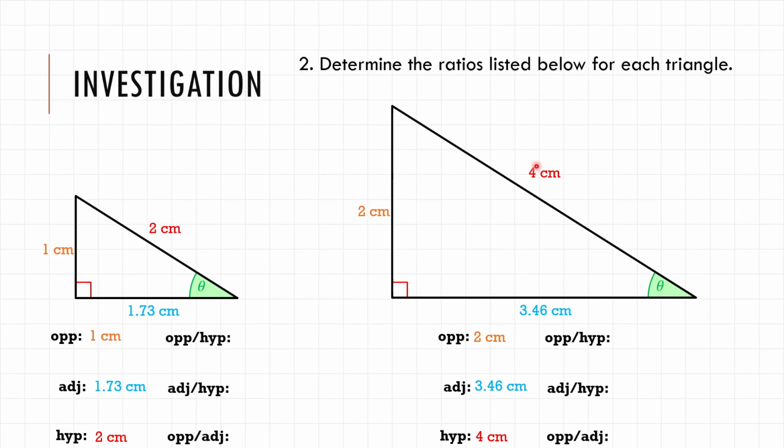Now what I'd like you to do is determine the ratios listed for each triangle. So take the opposite divided by the hypotenuse, take the adjacent divided by the hypotenuse, and list all of those answers right over here. Take maybe 2 minutes to do that, and then see what you notice.